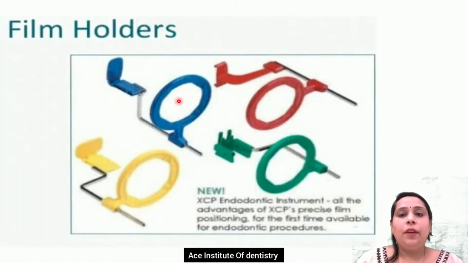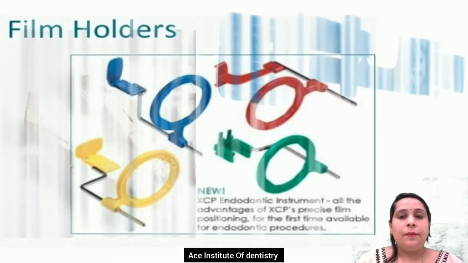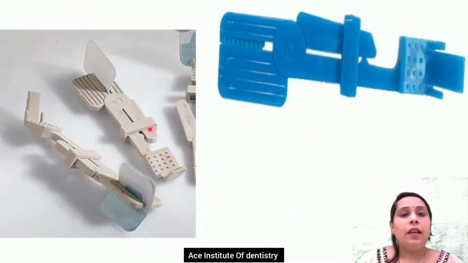So these are the film holders. This ring shows that it has to be directed towards the cone, and this is the area where we place the film. These are for the different positions. That's the reason they have been color coded.